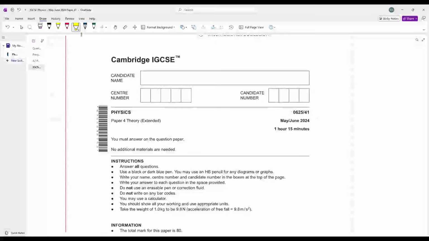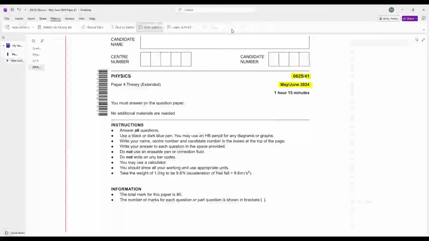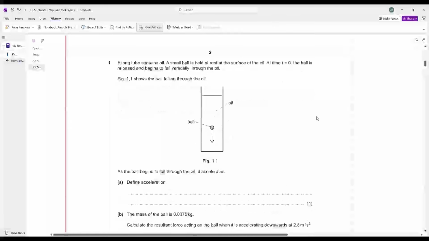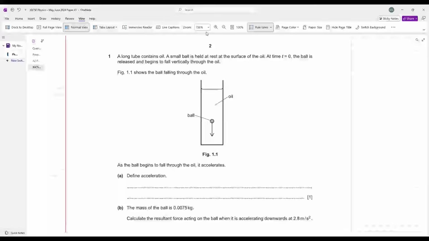Let's start with today's past paper, IGCSE Physics 0625 Paper 4 Variant 1, May/June 2024. This is a 1 hour 15 minutes paper. Let's start with that. So let's zoom in a bit here.